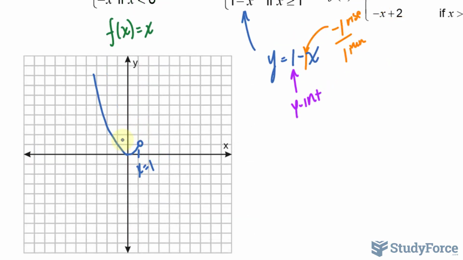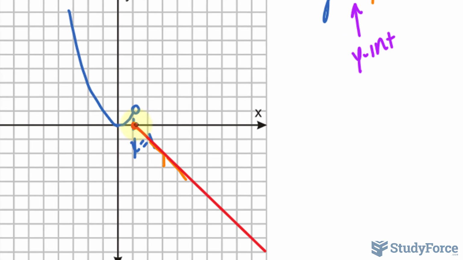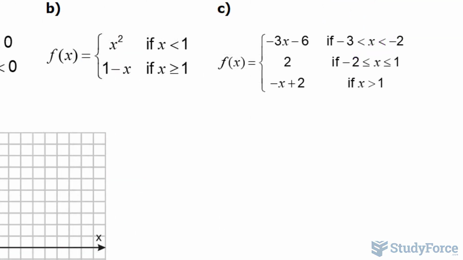And because we're dealing with values that are greater or equal to 1, we will start right here, and it will go down 1 over 1. Down, over, and you would have a straight line going like this. Let me show you what that would look like. Of course, you would put a solid circle right there to represent that that's where it begins at x is equal to 1. Moving on to our last example, we have 3 parts to this piecewise function.